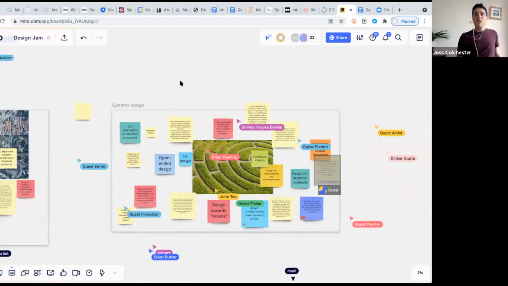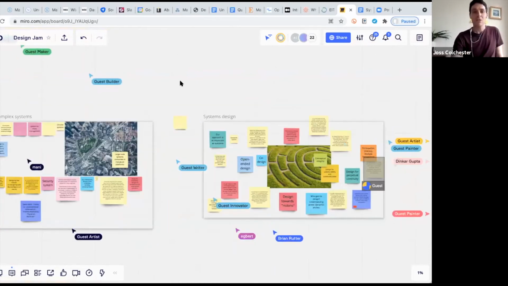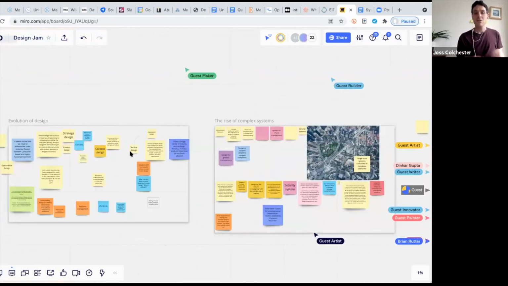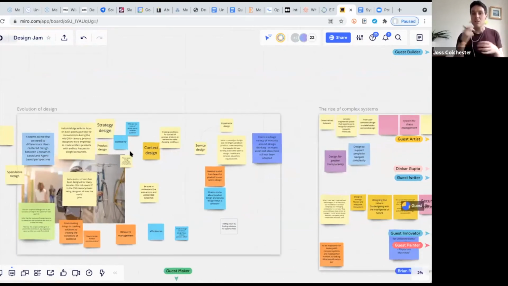Next week, we have one of our design team, Sani, who's going to do a presentation and a follow-on discussion, jumping into this section more around the evolution of design from product and industrial design, service design, to the rise of systems design and the need for that.